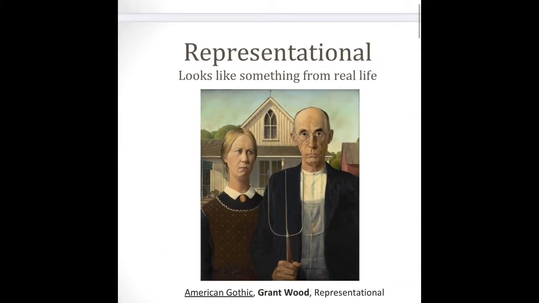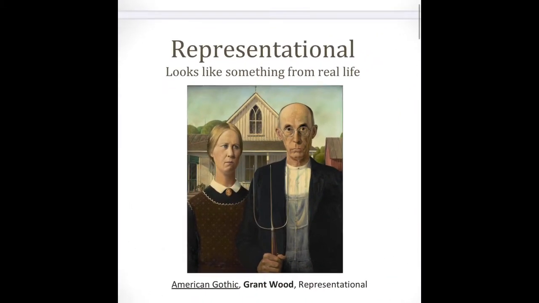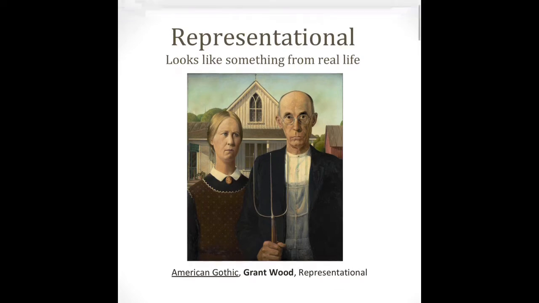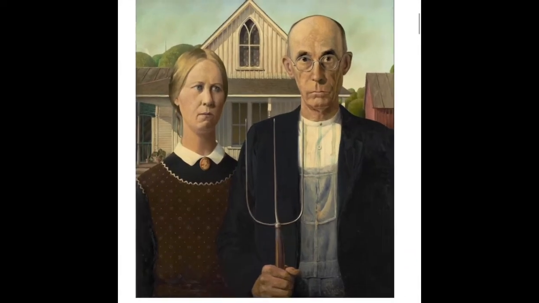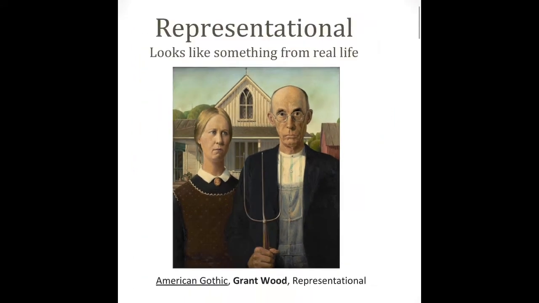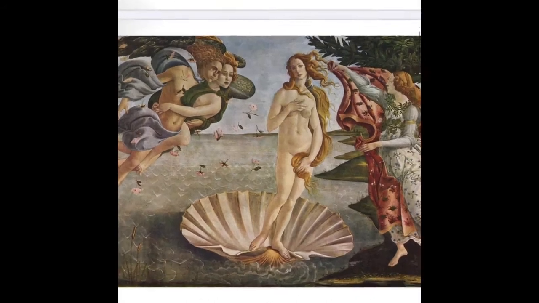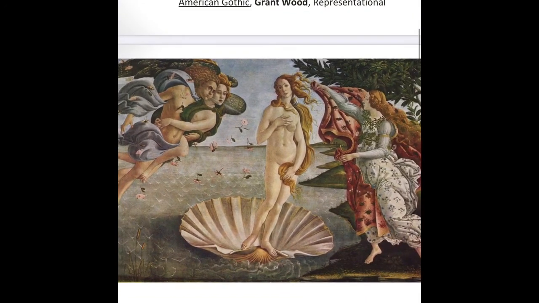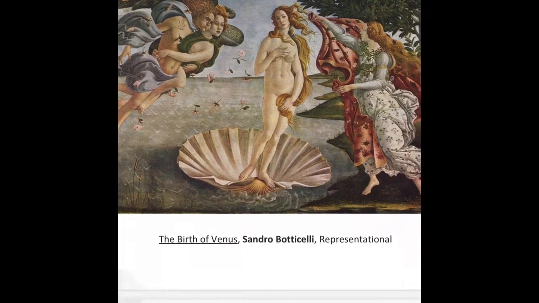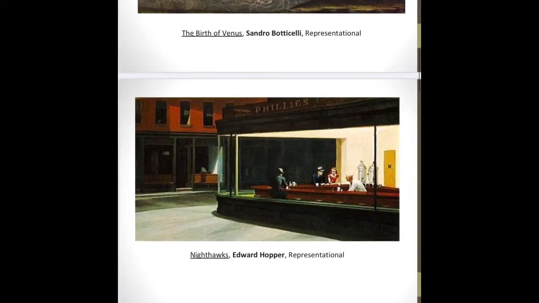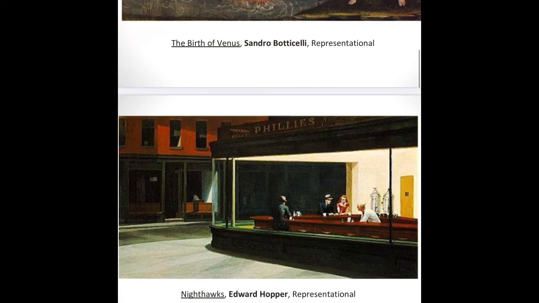The first one is the one you're probably most familiar with, and that is art that is representational, which means it looks like something from real life. So for example, American Gothic, these look like realistic human people. Same with down here in the Birth of Venus. We're seeing figures, a shell, the ocean, trees, and we know what they are because they are represented the way they look in reality. Okay?